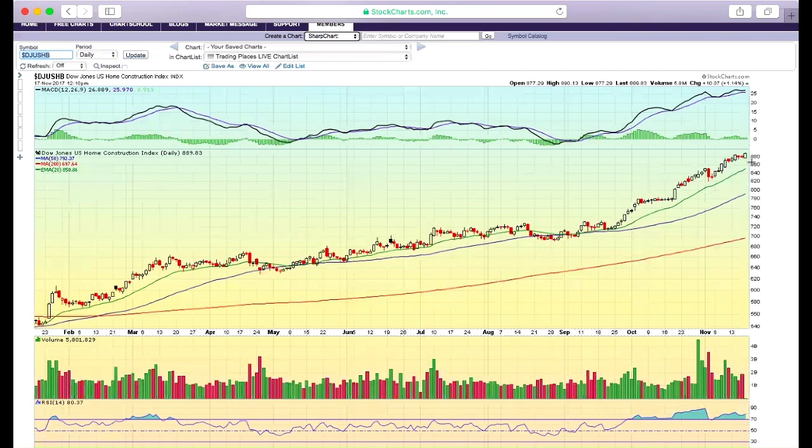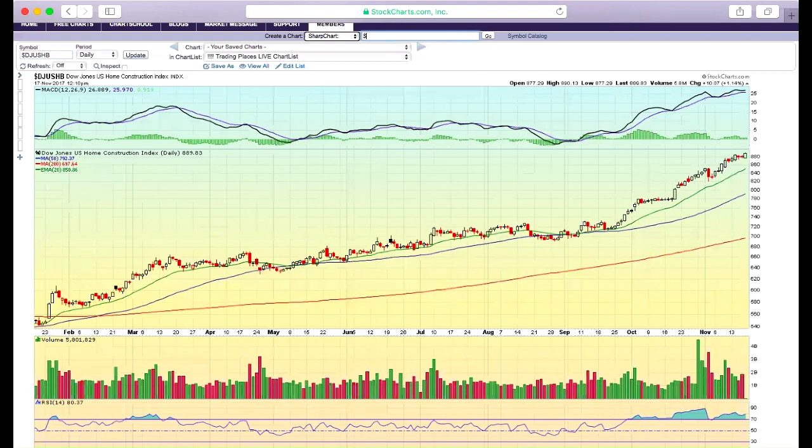And I figured, okay, if we go down today with that kind of news, then perhaps we've just topped out in the near term in the home construction area. But that is not the case. Right now, we're actually putting in another fresh new high on home construction. So that certainly is worth keeping an eye on.